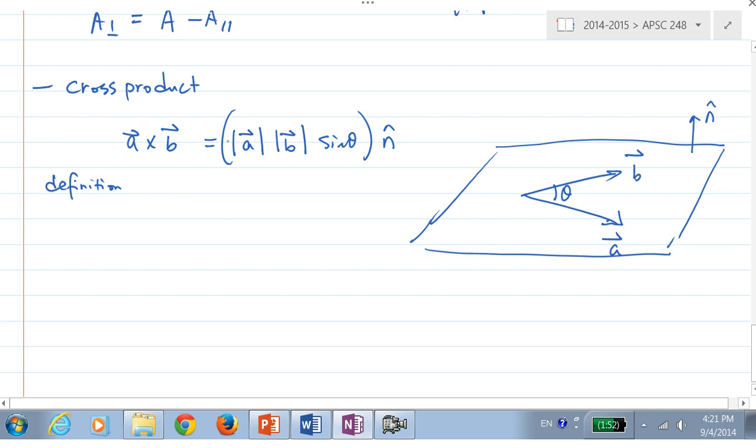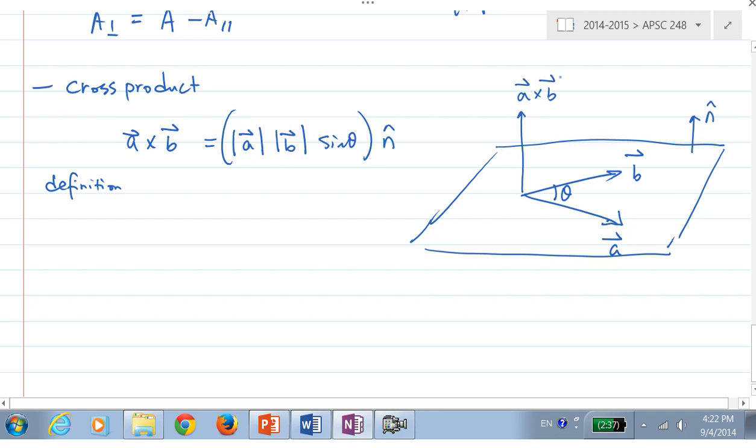Then you look at the inside bracket here. This is the absolute value of A, the absolute value of B, and then sine theta. These three things are all scalars, so the bracket basically represents a certain scalar value. That's the length times the direction. So A cross B ends up being another vector, perpendicular to the plane formed by A and B, so you can draw another vector here. That's A cross B.